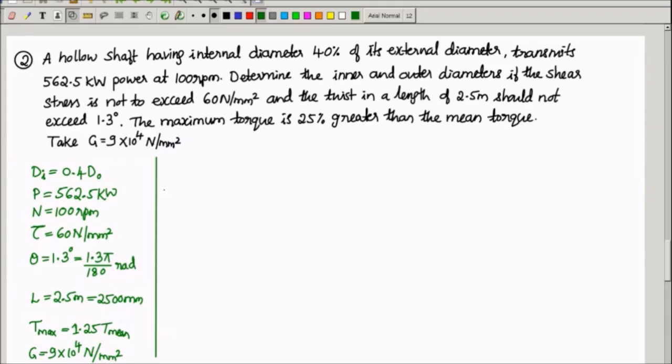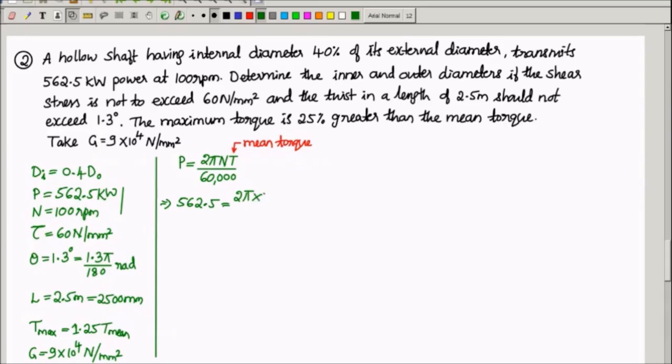That's given. First thing is we have to find out what is the maximum torque that the shaft should transmit. Whenever P and N are given, you can easily find out the torque. P is equal to 2 pi N T divided by 60. Since power is given in kilowatt, I will take 1000 here, so 60,000. But remember, this T here is nothing but the mean torque. It is not the maximum torque. Always, power from the shaft is evaluated based on the mean torque, not the maximum torque. P is 562.5 kilowatt. That should be equal to 2 pi into N.